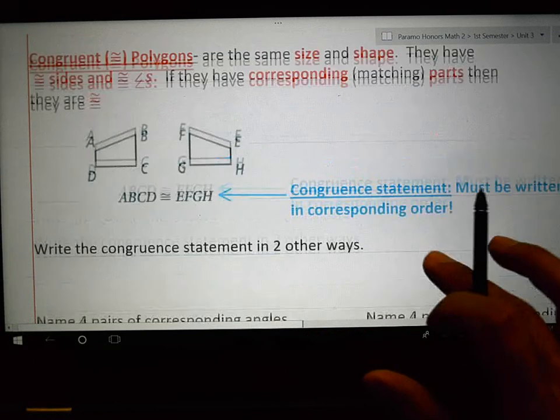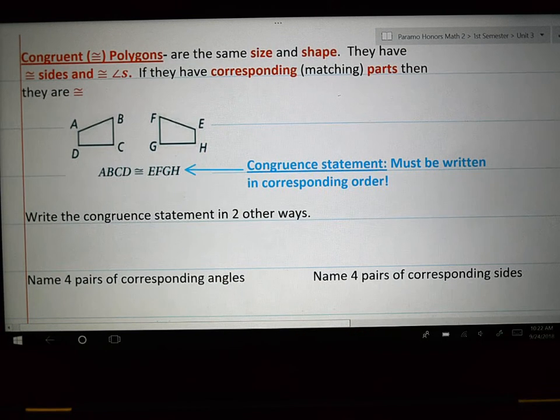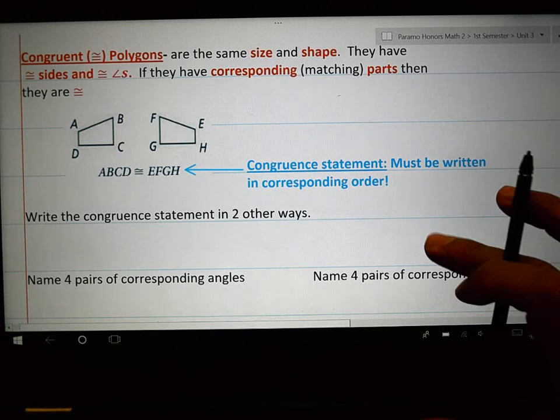So let's go with the beginning parts of this whole thing.